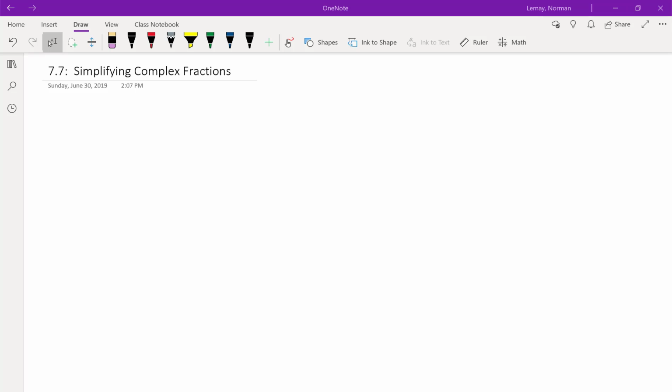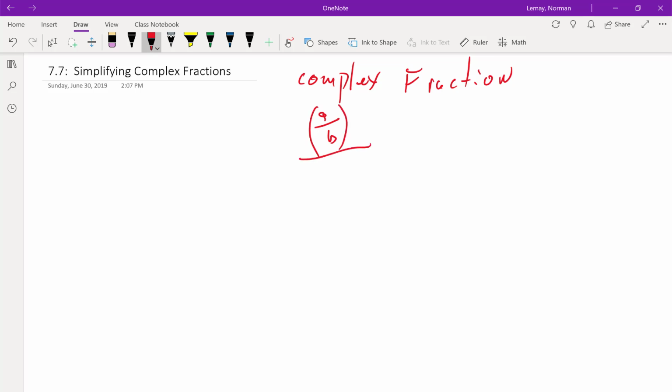Let's just take a moment and take a look at some types of complex fractions. So basically, a complex fraction is something that's in the form of a fraction over a fraction. That's basically the bottom line of what a complex fraction is. So let's take a look. We're going to be looking at some of these. I'm just going to pull some of my examples up real quick.